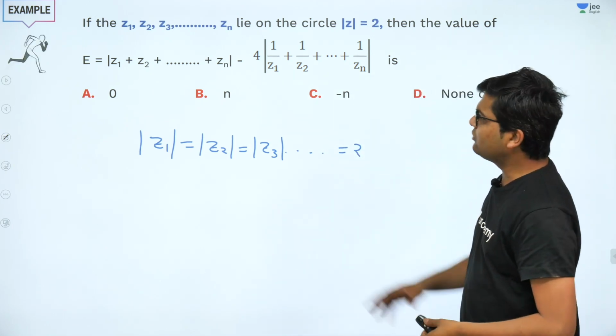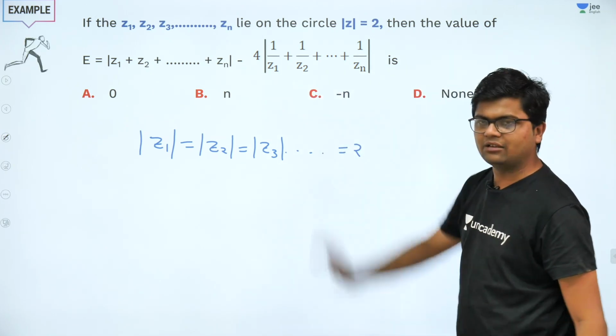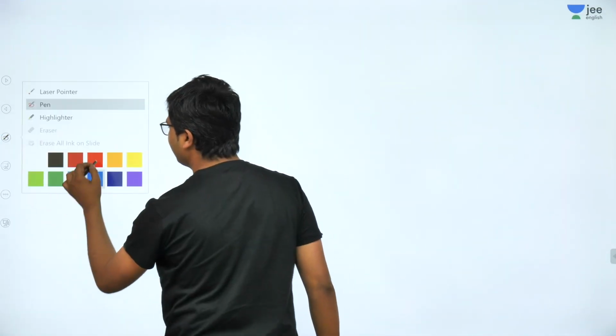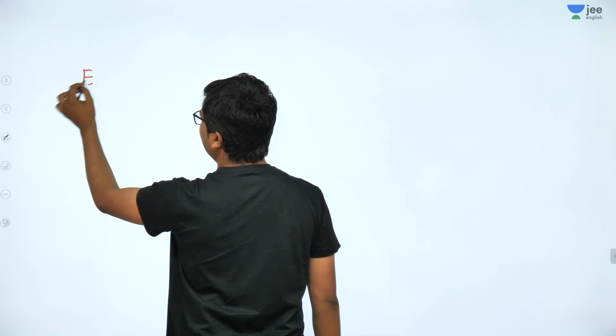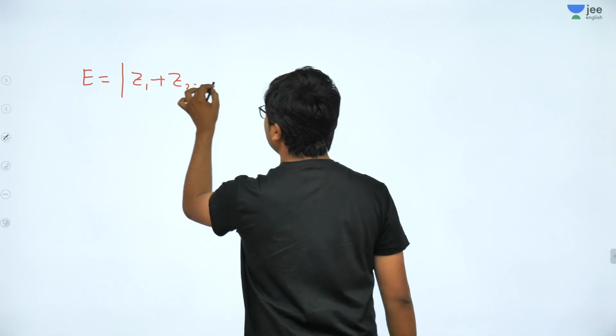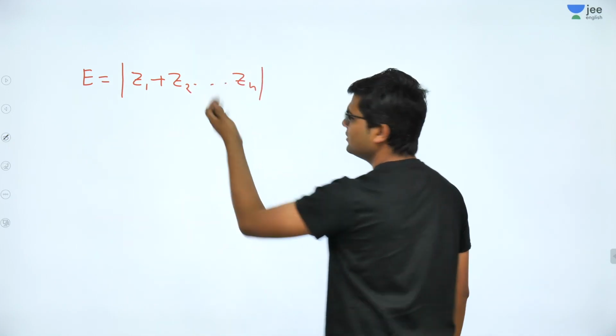Now we need to find out this value E. Just rewrite E. E can be written as modulus of Z1 plus Z2 till Zn. This we have been given, there is no issue.